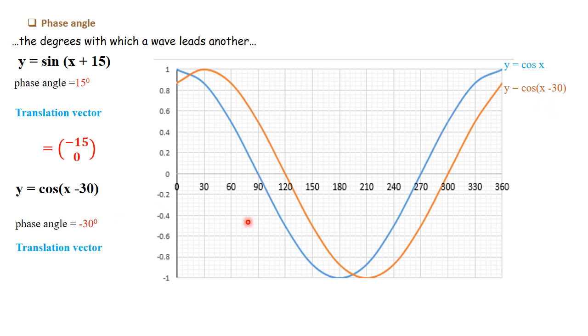And of course now the translation vector will be positive 30, and you need to look at that. When you have positive here, the phase angle is positive, and the translation vector is negative. When you have negative here, the phase angle is negative also, and the translation vector is positive. And so that's basically it.